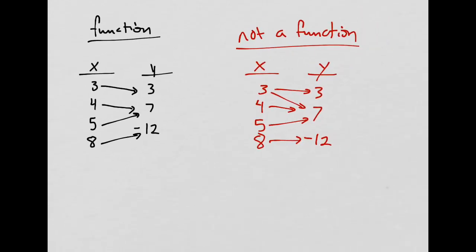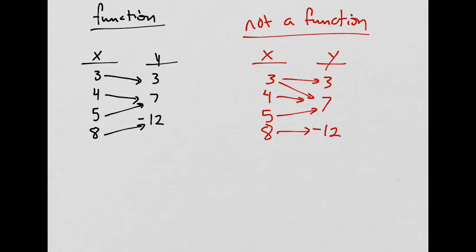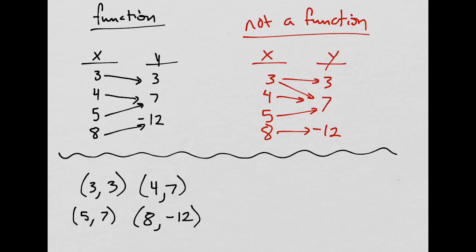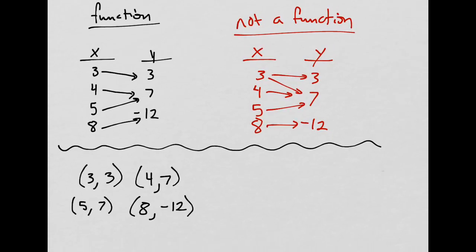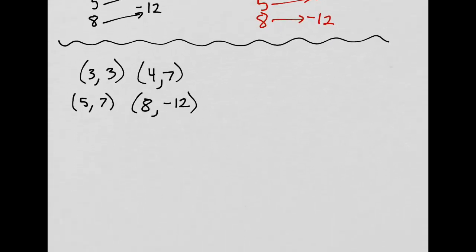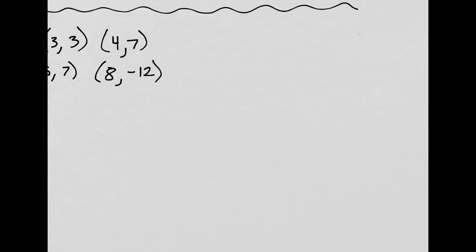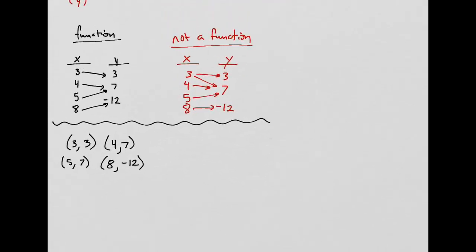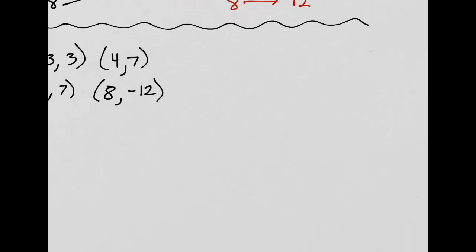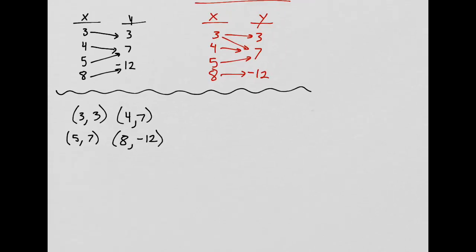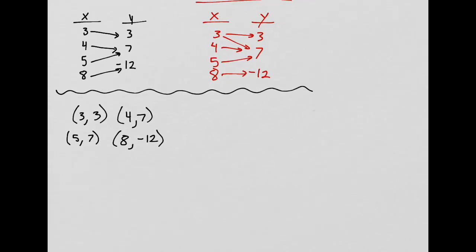Let's represent it in a different way. I could represent a function as ordered pairs. So this is what we have. It's actually the same function. I just wrote it using ordered pairs. 3 is paired up with 3, 4 with 7, 5 with 7, and 8 with negative 12. That's still a function. They're just paired up. It looks a little bit different, but it's the same function.